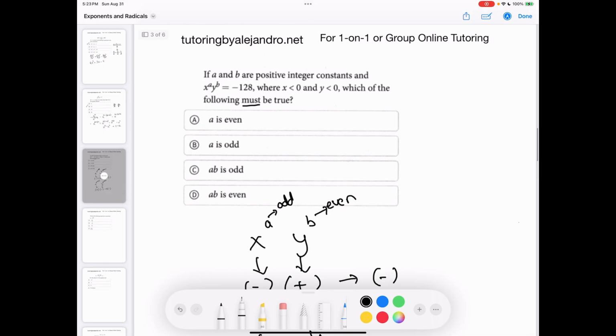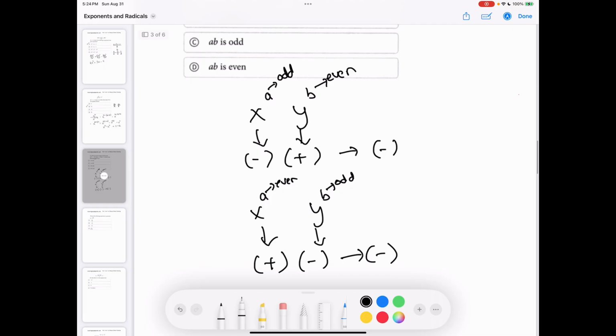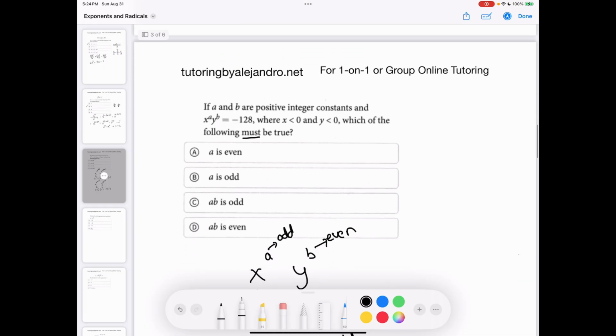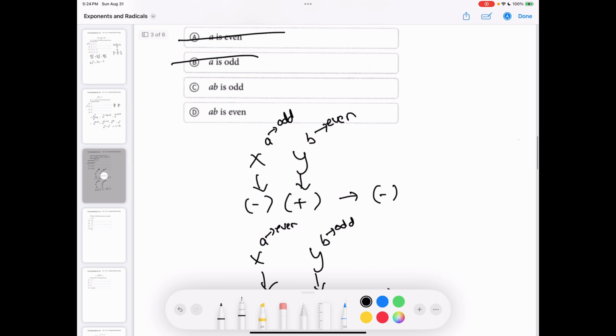So a can be even, right? Like in the second case, but it doesn't have to be, right? So a is not the right answer. Likewise, b is not the right answer because of the same reason. Now we're between c and d, right? So they're saying I need to multiply these exponents, a times b, and I need to say whether that result is always going to be odd or always going to be even.